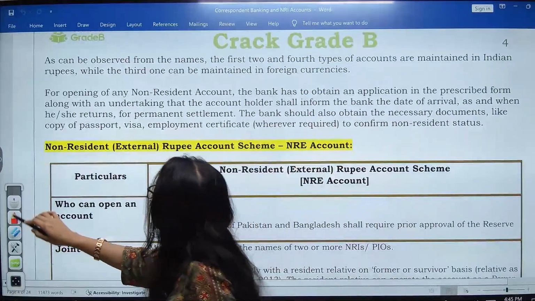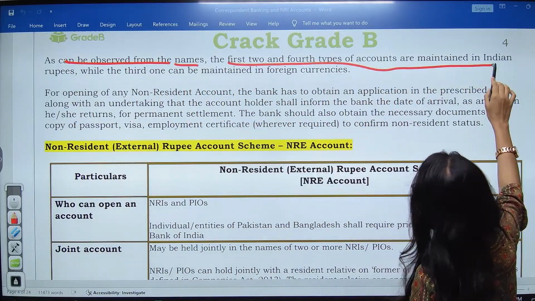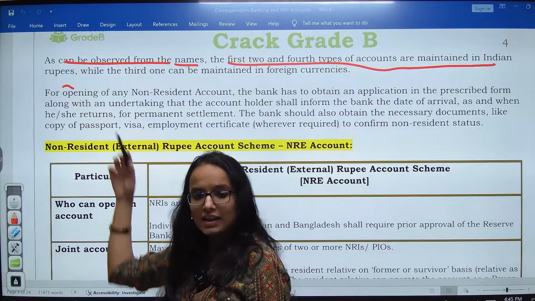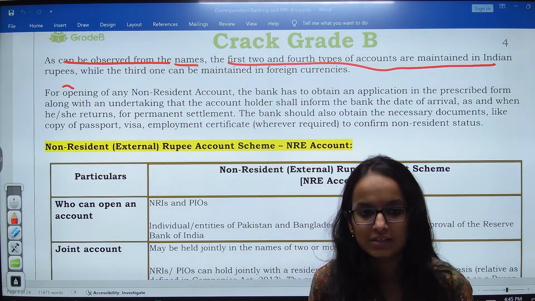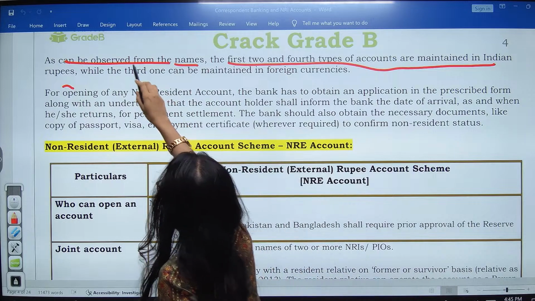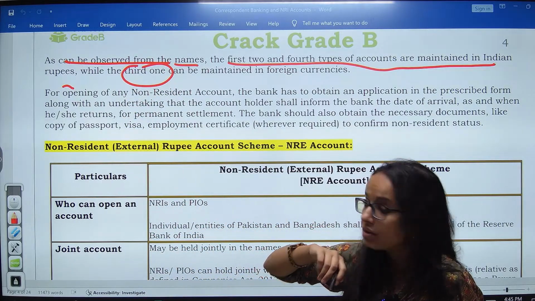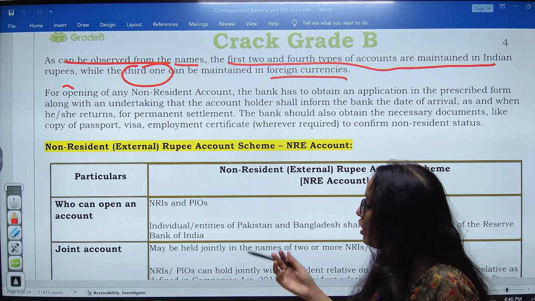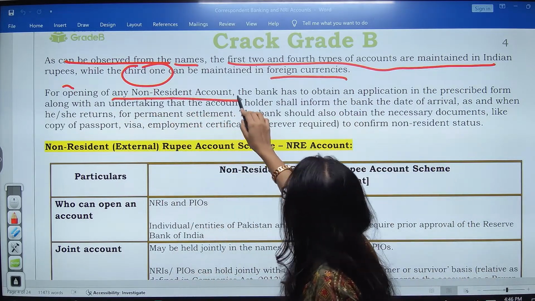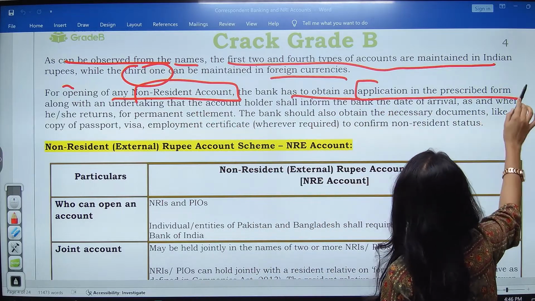Here you see that, as can be observed from the names, three types of accounts are maintained in Indian rupee, our domestic currency. But one of them, FCNR B, foreign currency non-resident bank account, is maintained in the respective foreign currency. For opening of any non-resident account, the bank has to obtain an application.